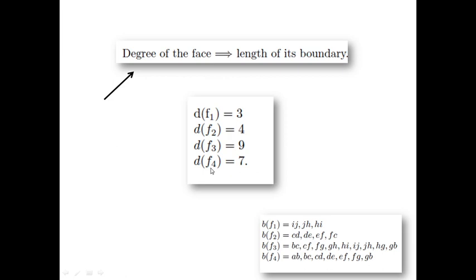Similarly, you can find it for face F4. I hope it will be easy to find the faces, then boundary, length, everything.